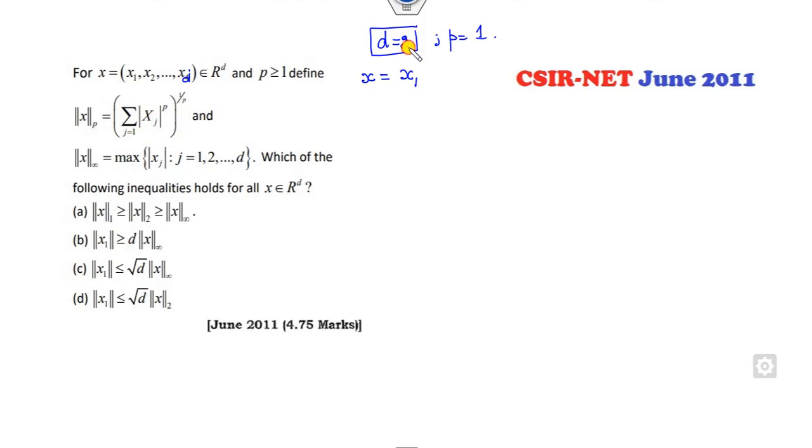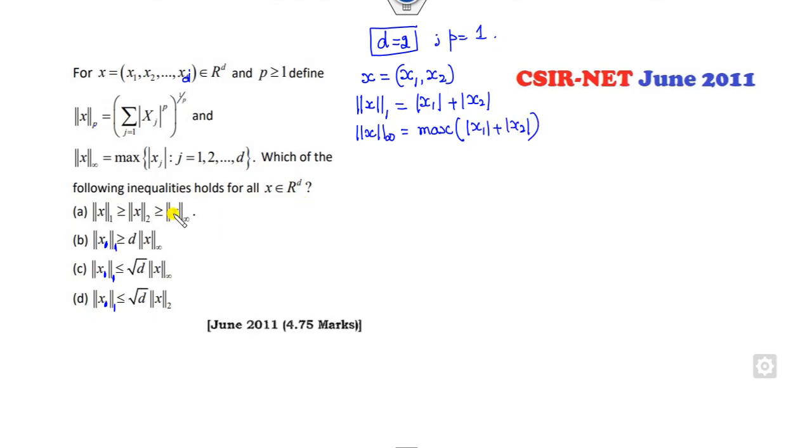If I choose d as 2, then the elements are here. Then if we look at this, it is the norm of x1, norm of x1, x1 here. So p is equal to 1. So that means this value, with p equal to 1, is nothing but mod x1 plus mod x2. And the norm of x at infinity means the maximum of mod x1 and mod x2.